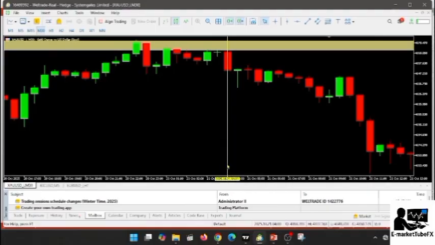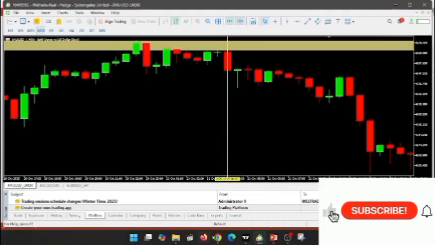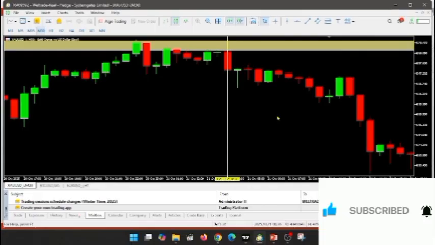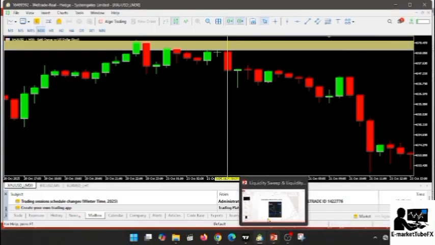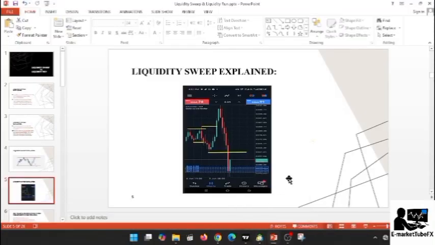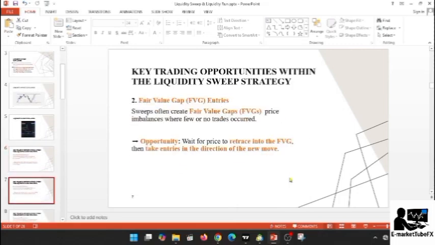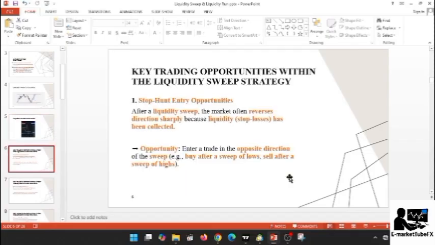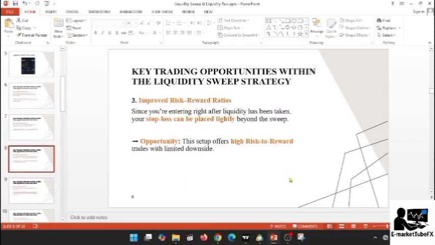Remember, you are with E-marketTubeFX and you are with your trader Henry. Today, we are looking at liquidity sweep and liquidity run. So I'm helping you as to how you can apply this ICT concept in your trade and make that dream profit that you are looking for. So that is the liquidity sweep that we are looking at.